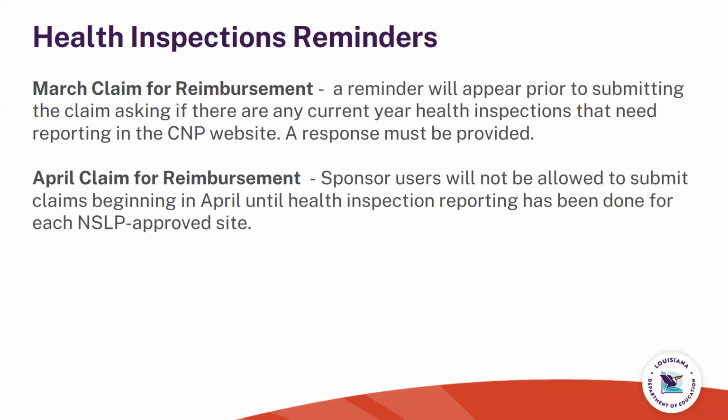So for the March claim for reimbursement, you're going to get a reminder that's going to appear prior to submitting the claim, asking if there are any current year health inspections that need reporting in the CNP website. A response must be provided. For the April claim for reimbursement, sponsor users will not be allowed to submit claims beginning in April until the health inspection reporting has been done for each NSLP approved site. If both have not been completed, please be sure to contact your local health department regarding the completion of the remaining required inspections and document this in the CNP website.